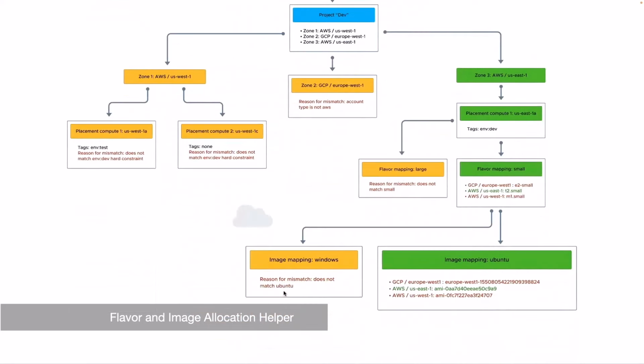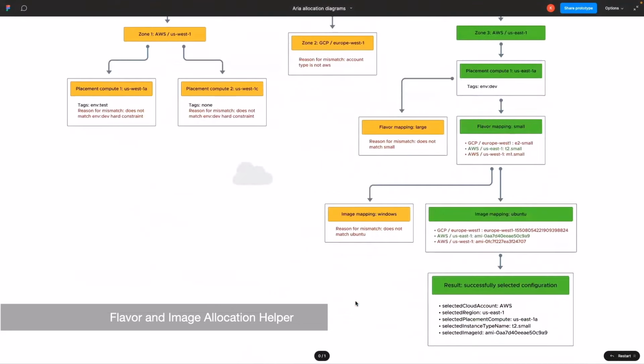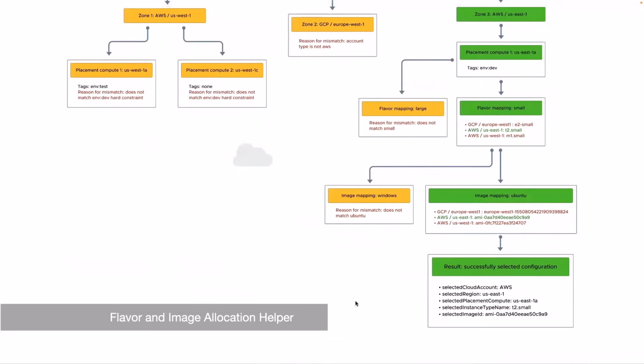Similarly, the location won't choose image mapping for Windows because we have Ubuntu in the image helper. And it will select the image for AWS and US East 1 because of the compute allocation. So as a result, we should have a successful configuration, the same as in the previous deployment, plus a selected instance type and image ID. Let's see what happened with our deployment.